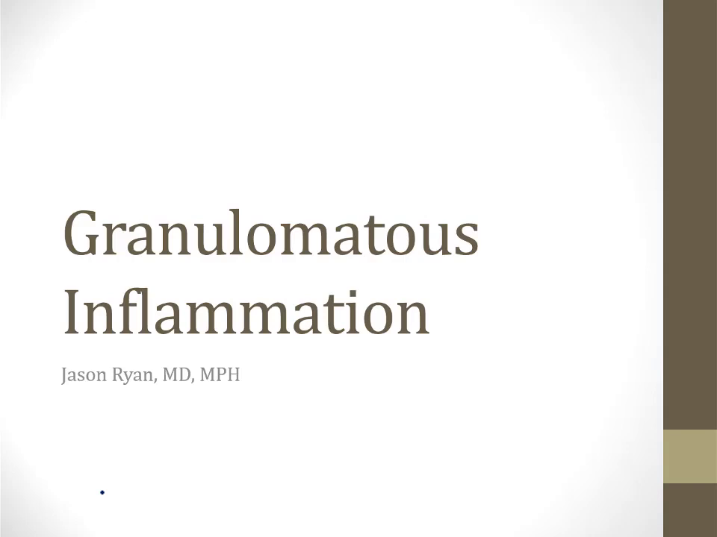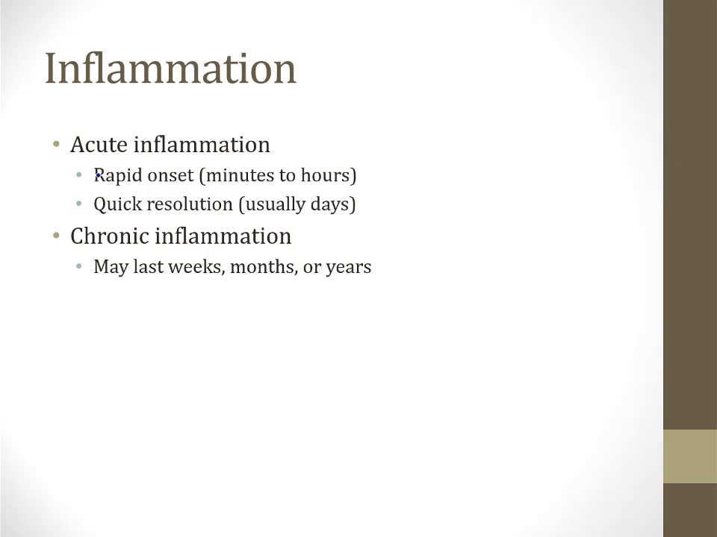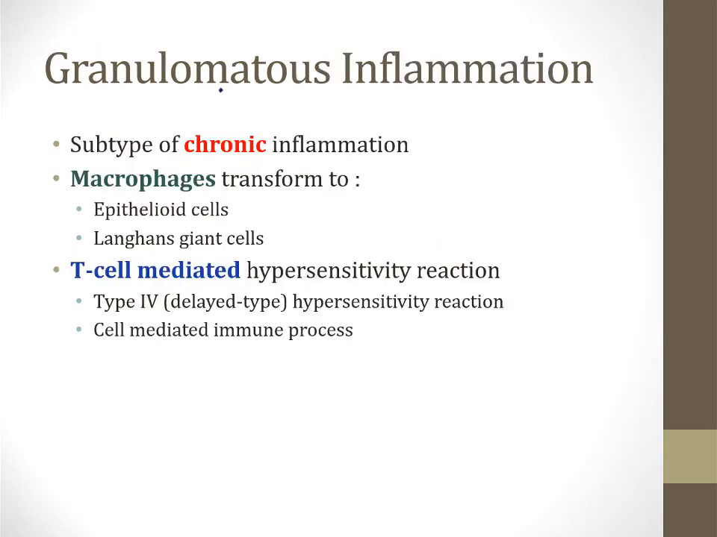Hello everyone and welcome to our module on granulomatous inflammation. In another video I talk about acute and chronic inflammation, but by way of review, acute inflammation has a rapid onset, often in minutes to hours, and it usually resolves quickly within a couple of days. In contrast, chronic inflammation, as the name implies, is chronic and it can last for weeks, months, or years. Granulomatous inflammation is a subtype of chronic inflammation.